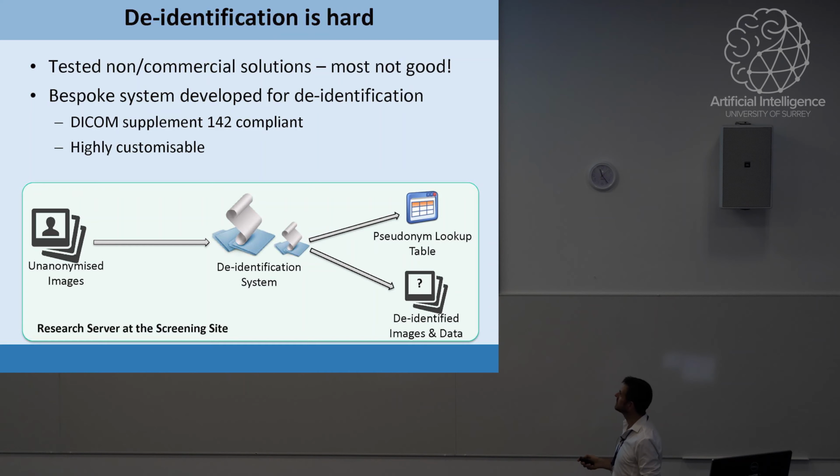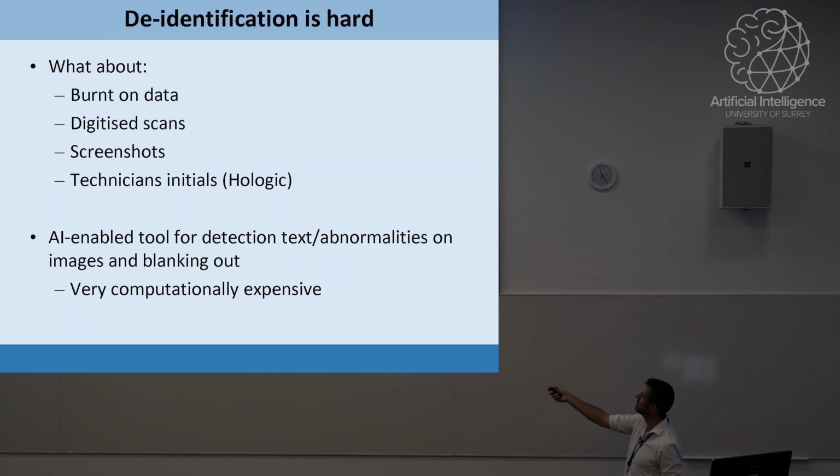And actually I've got a list here. So you've got burnt-in data, digitized scans, screenshots, and some of the manufacturers embed the technician's initials onto the image. So that's the person who took the image. That's not patient information, but it's potentially sensitive information. So these are all really big challenges, and these are things that people quite often underestimate when trying to collect at scale.